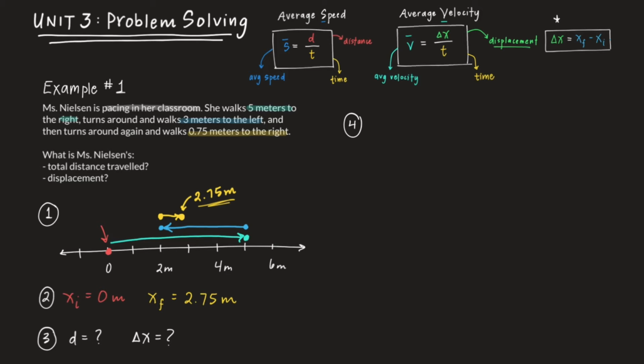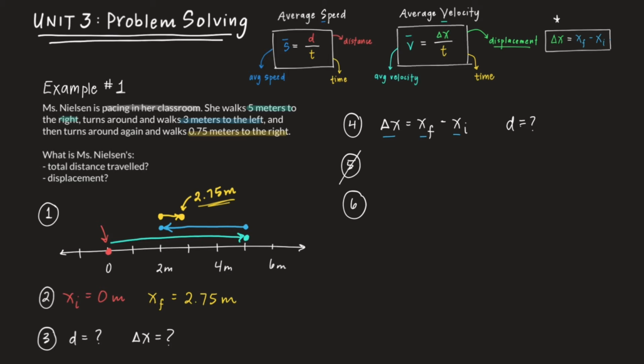Well, I have my displacement equation up there in the top right, so I'm going to copy that down. My displacement, or delta x, is equal to the final position minus the initial position, but we don't really have an equation for distance, and you'll see why here when we move on to the next step. We don't need step 5 because we don't have to rearrange anything. We're solving for delta x.